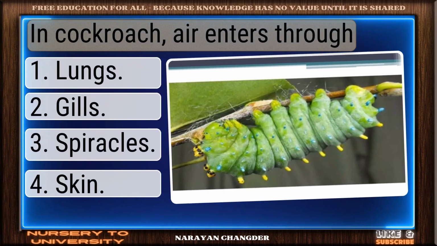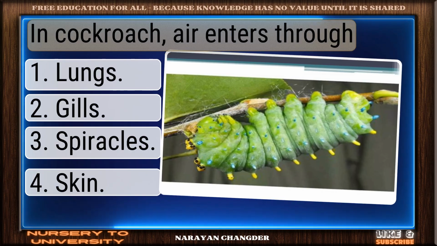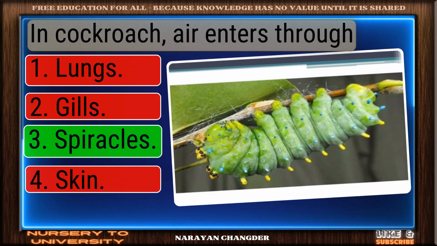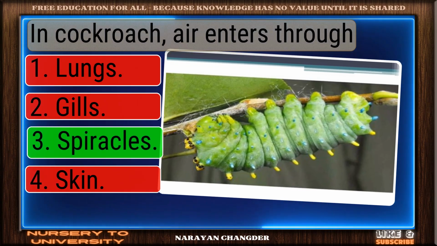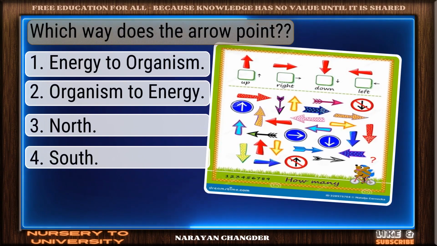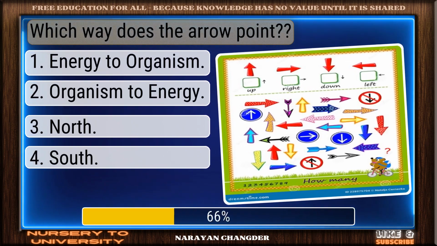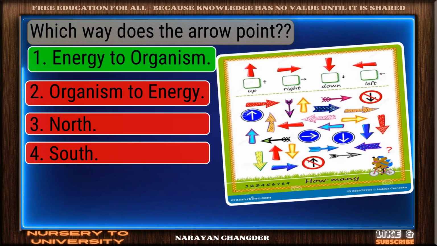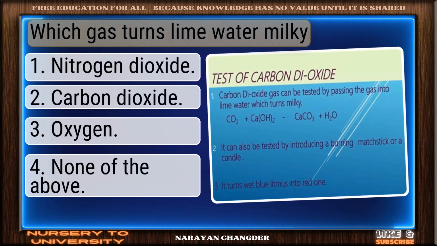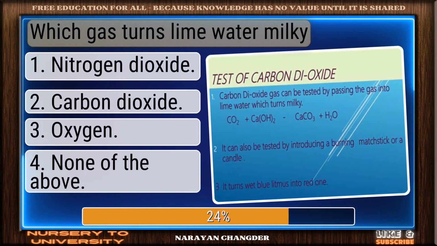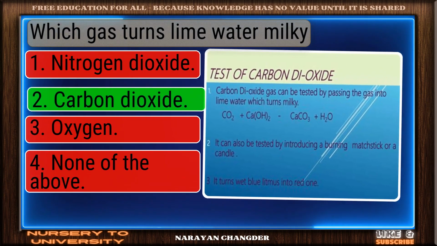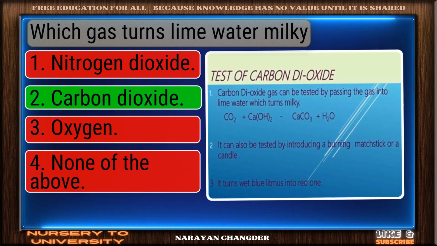Question number 205. In cockroach, air enters through. Right choice. Spiracles is the best answer. Question number 206. Which way does the arrow point? You got it. Your choice energy to organism is right. Question number 207. Which gas turns lime water milky? Strong choice. Carbon dioxide is the right answer.